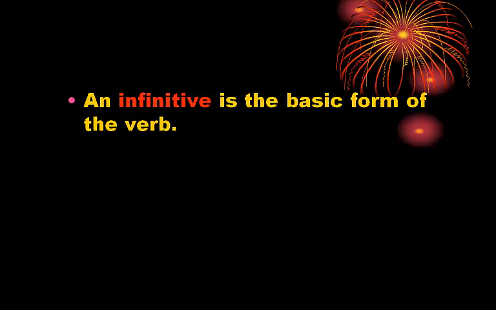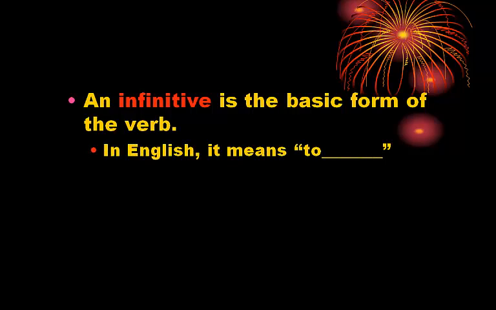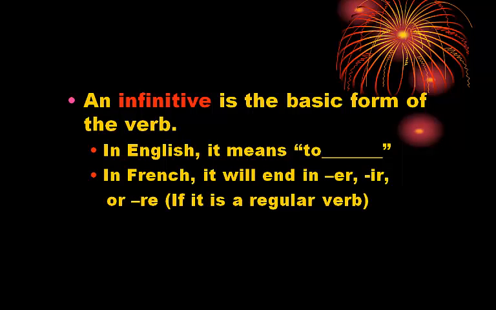An infinitive is considered to be the basic form of the verb. In English, it means to, and then whatever the action is, like to dance, to work, to speak. In French, an infinitive is going to end in ER, IR, or RE if it's a regular verb. Now there's other verbs out there that are irregular verbs, like we've already seen the verb avoir. Avoir is the infinitive, which means to have.